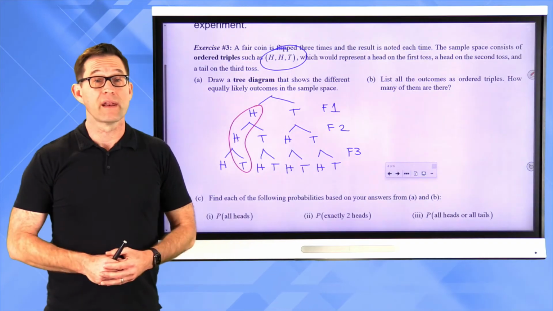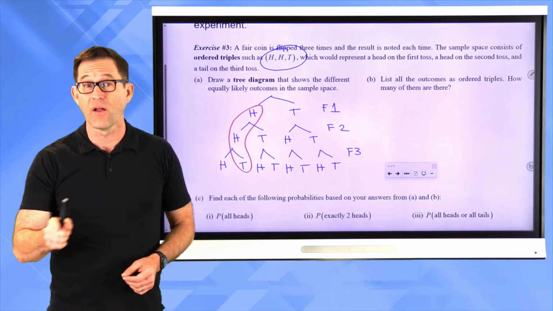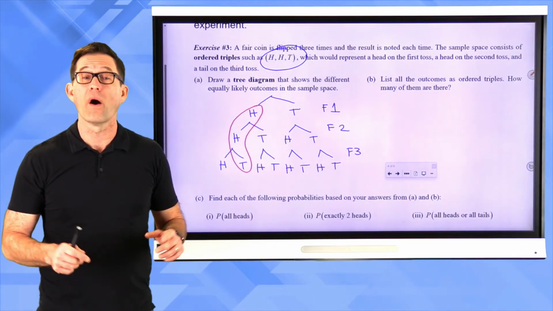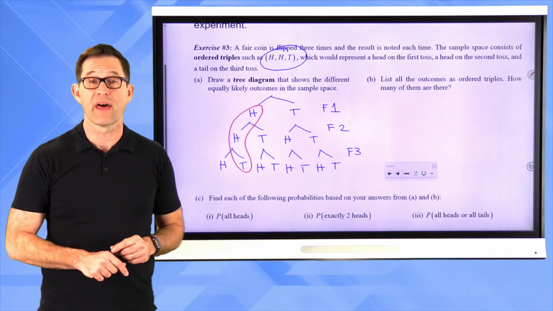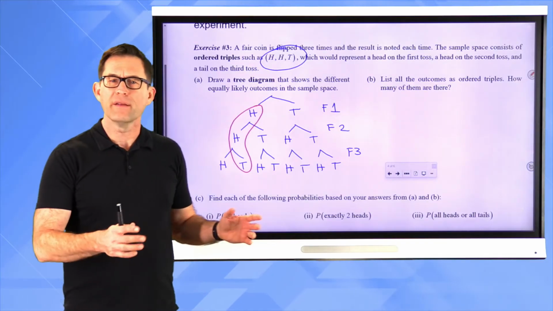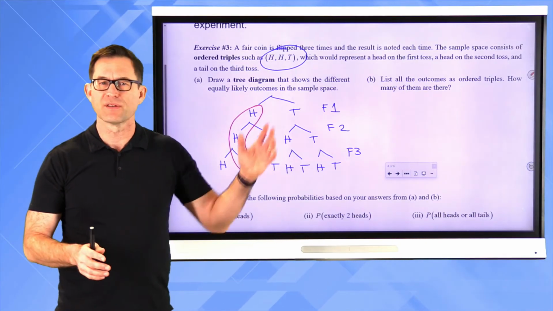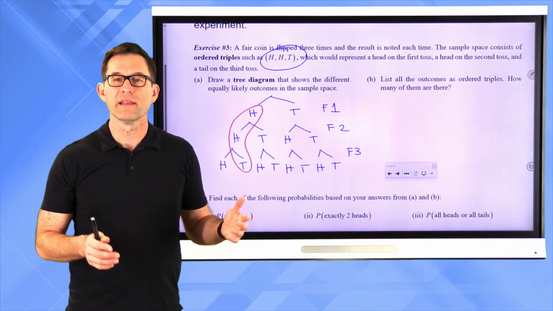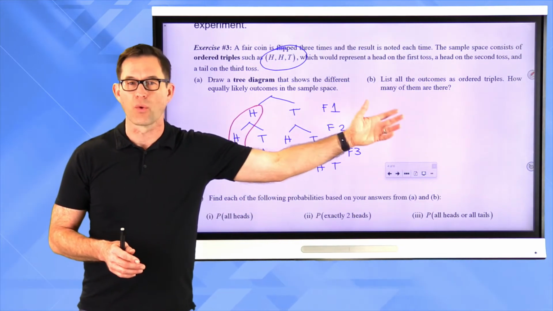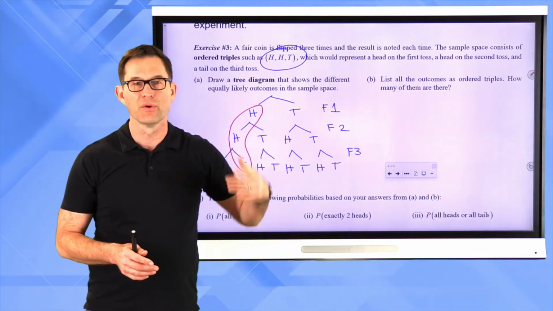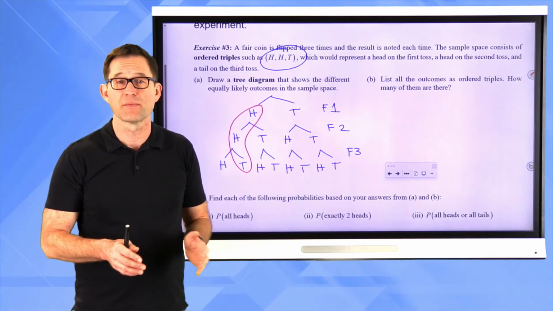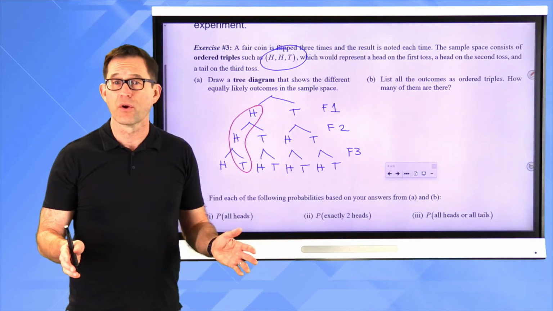Now, if the event was getting a head and then a tail in that order, there's only one outcome that falls into that event. One way to think about the outcomes of a compound experiment is the tree diagram. Another way is literally to list out what are called ordered pairs, or ordered triples, or ordered quadruples, depending on how many stages there are in your experiment. This is a three-stage experiment.